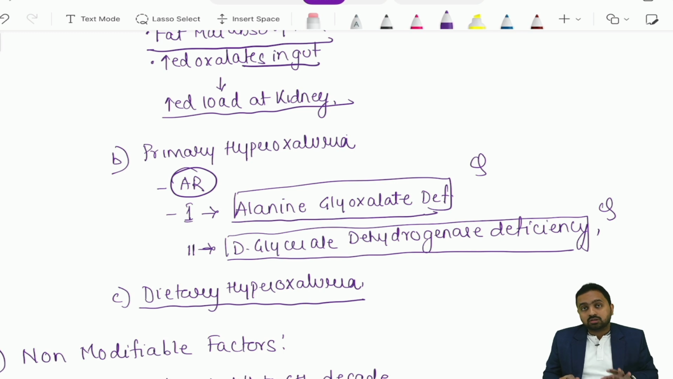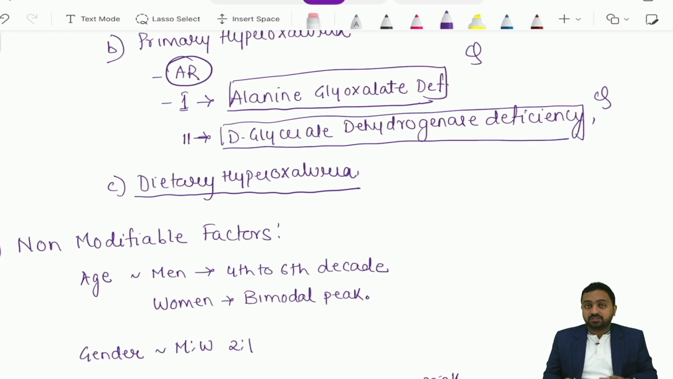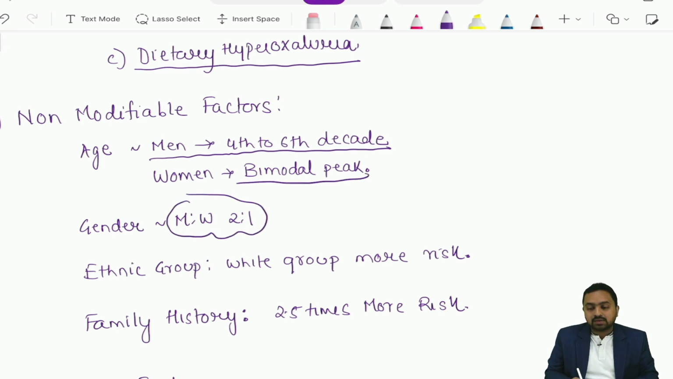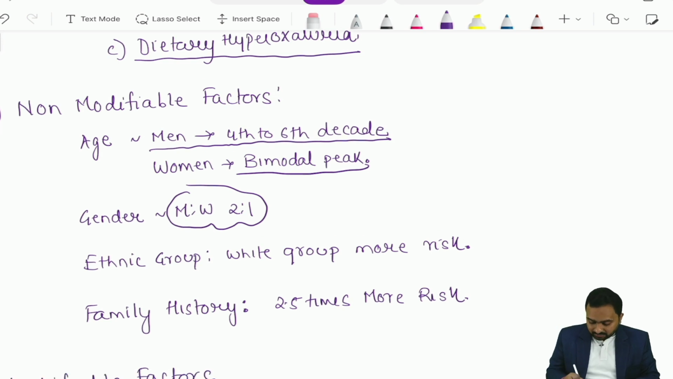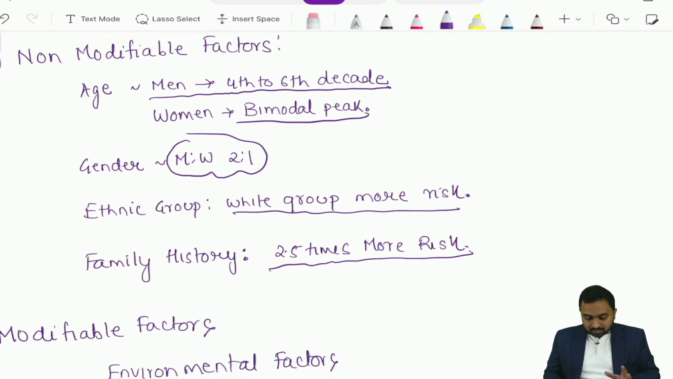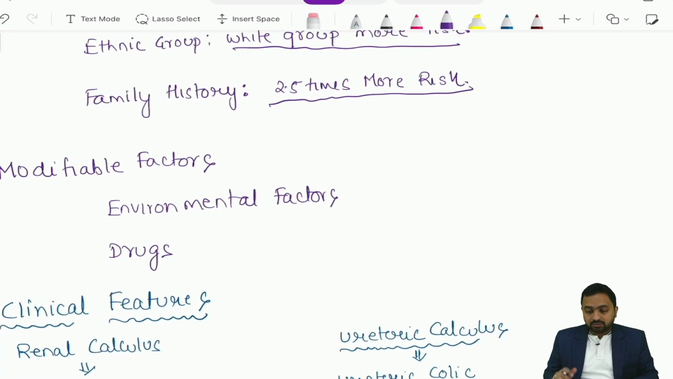Now the non-modifiable risk factors associated with renal stone disease include age. In men it is much more common in the 4th to 6th decade, whereas in women there is a bimodal peak. It is much more common in men compared to females, and white groups are more at risk, and it is 2 to 5 times more common with a family history of renal calculus. Now the various modifiable factors include environmental factors and drugs.